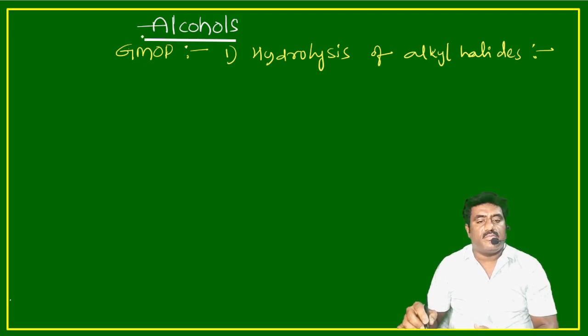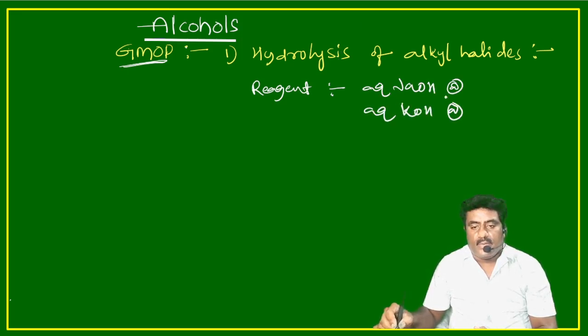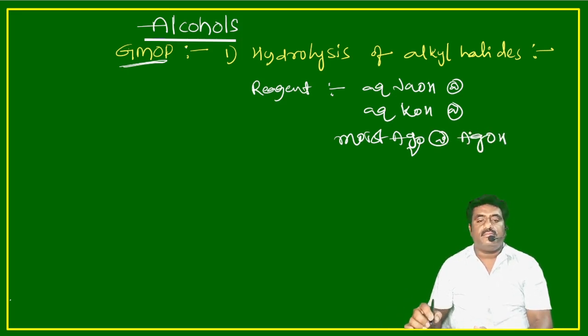See the general methods of preparation of alcohols. The first one is hydrolysis of alkyl halide. What type of reagent is used for the hydrolysis of alkyl halide? The reagent is aqueous sodium hydroxide or aqueous potassium hydroxide or moist silver oxide, Ag2O. It means silver hydroxide. This reagent is used for the hydrolysis of alkyl halide.